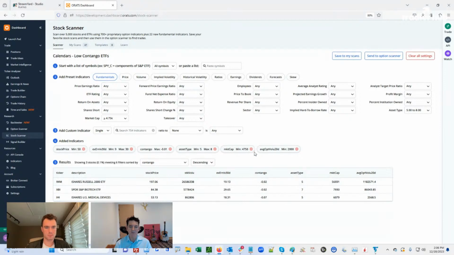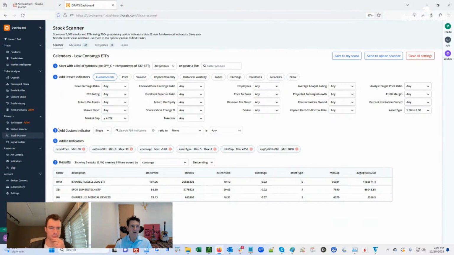So I went out and found a certain market cap, an asset type of ETF, where the contango is negative, volatility is within a certain range, and minimum option volumes are over a certain amount. And so we found IWM. So we could do this certain ways.